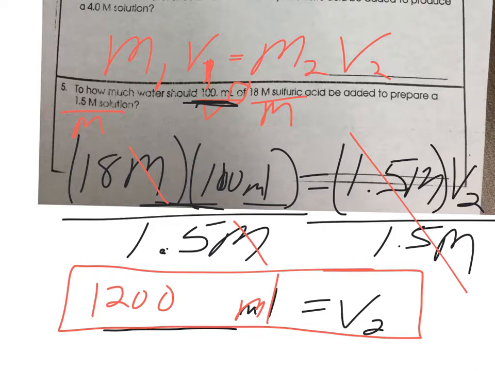What would be the answer besides like 12,000? It's your milliliters. Your milliliters. Because our volume is going to be either in liter or milliliter. Since your V1 is in milliliters, that's why your V2 is in milliliters. Okay? Very good. Anybody else? What other questions do we have?